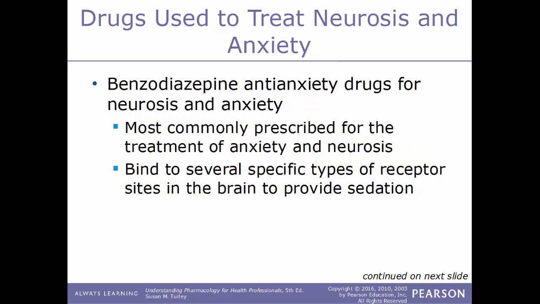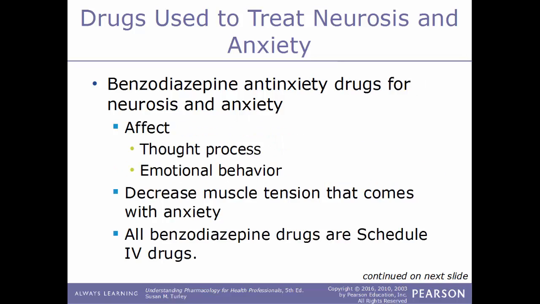The first category of drugs that we'll talk about that are used to treat neurosis and anxiety are the benzodiazepine anti-anxiety drugs. And this is the most commonly prescribed type of drug for the treatment of anxiety and neurosis. And these work because they bind to several specific types of receptor sites in the brain to provide sedation. Now, this category of drugs will affect a person's thought processes and their emotional behavior. And it can also decrease muscle tension that comes with anxiety. And all benzodiazepine drugs are Schedule 4 drugs.